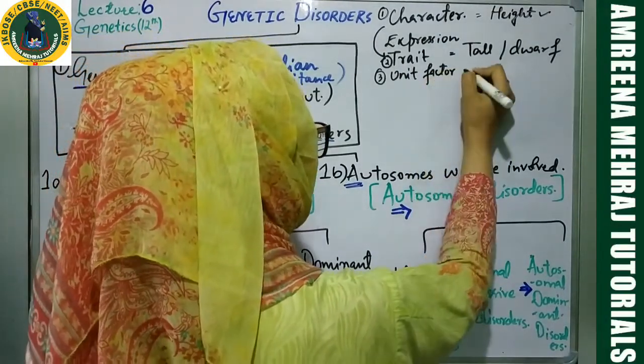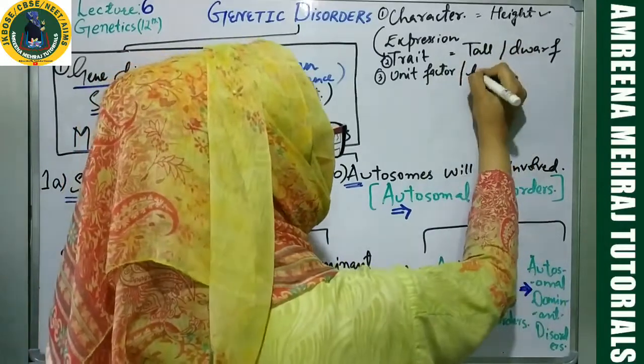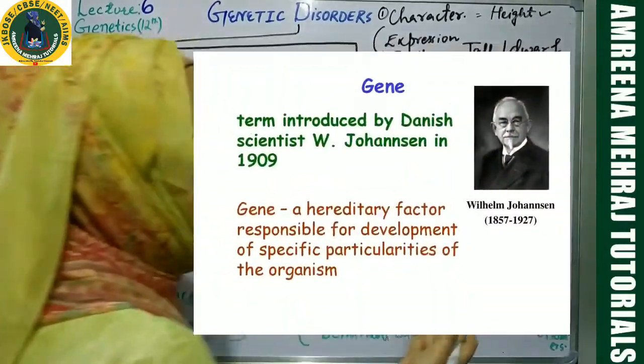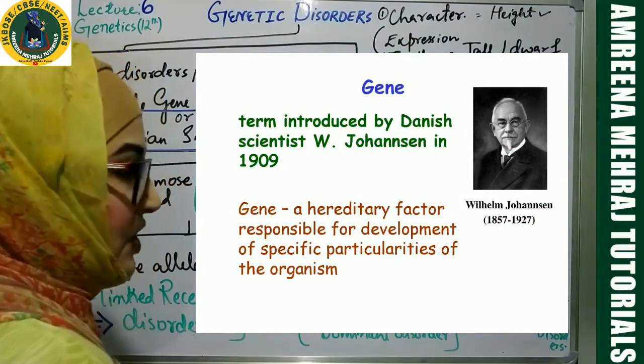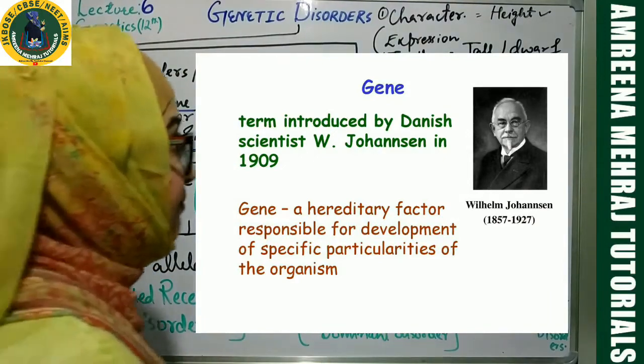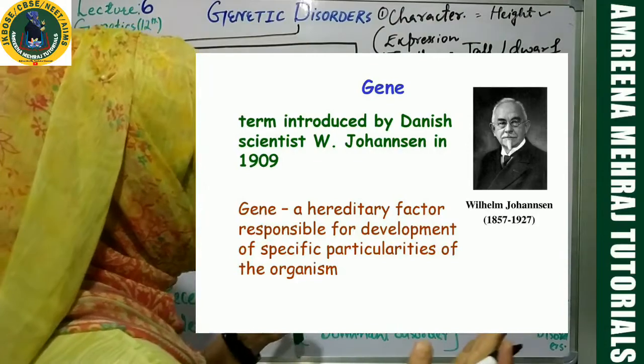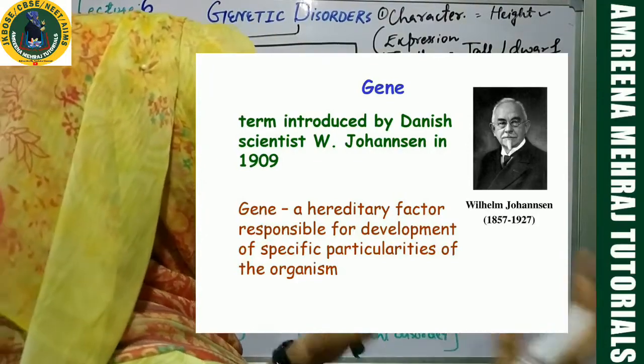What is this unit factor? This is the current world's gene. For unit factor we use the word gene now, which is the term that was used by Johannsen. Now what is basically this unit factor? It is basically a factor which controls a trait.